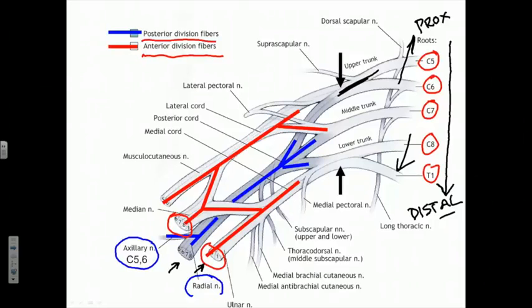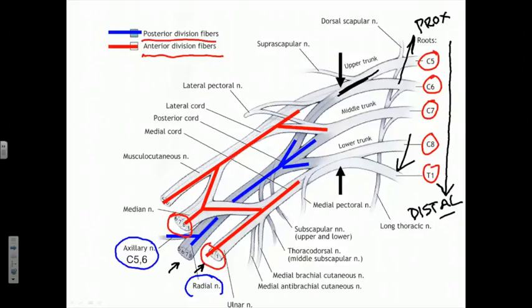And the radial nerve, C5 through C8, will innervate a muscle that does cross the shoulder joint, but it will also innervate arm and forearm muscles, but it probably won't innervate any intrinsic hand muscles because it lacks the T1 spinal cord segment.